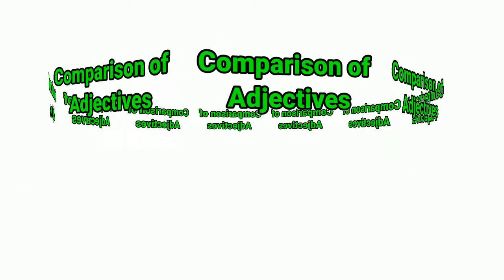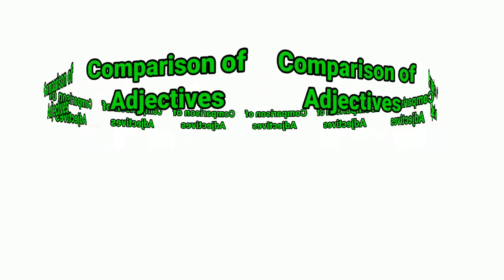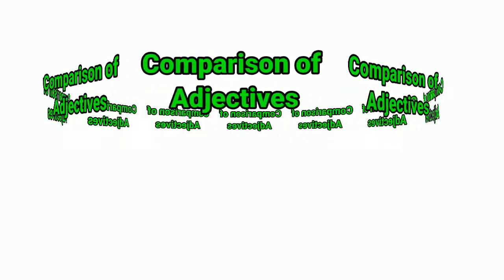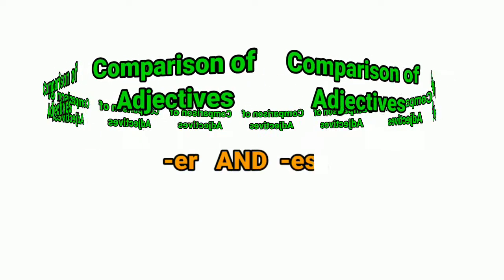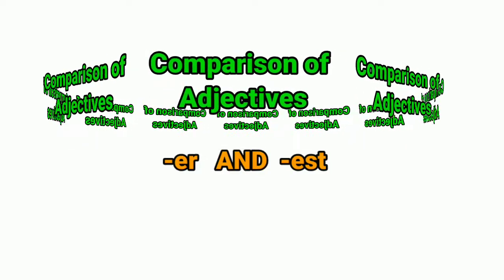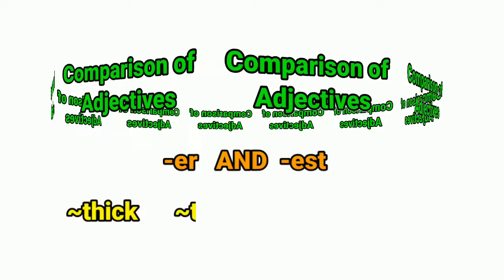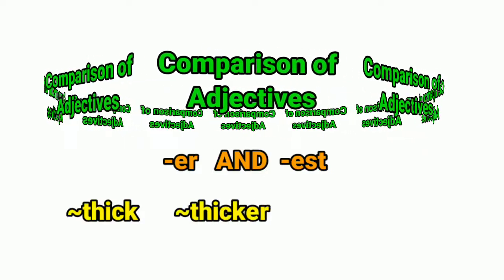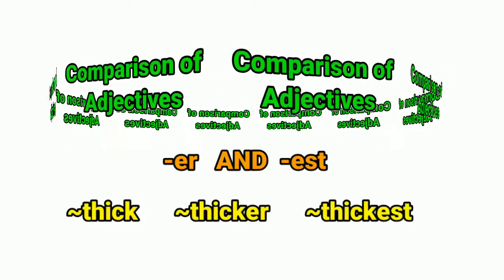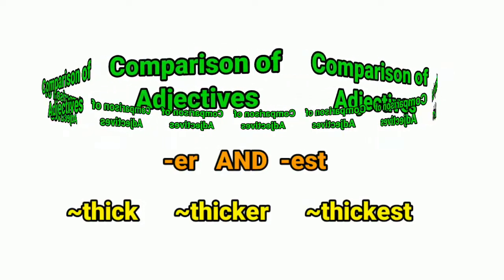Now, comparison of adjectives. The comparative and superlative forms of most adjectives are formed by adding the suffixes er and est to the base form. For example, base form thick, comparative form thicker, and the superlative form thickest. So, here are some conditions of adding er and est.